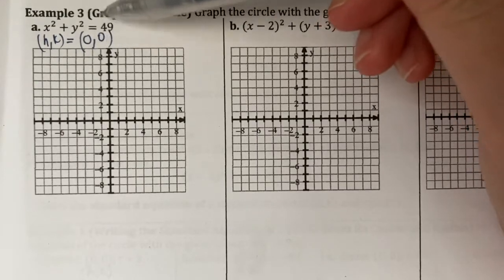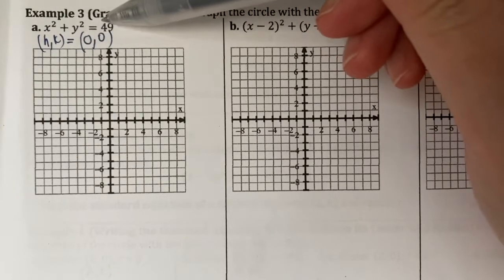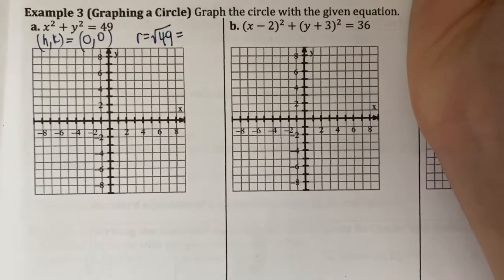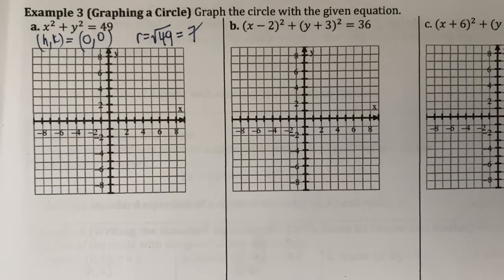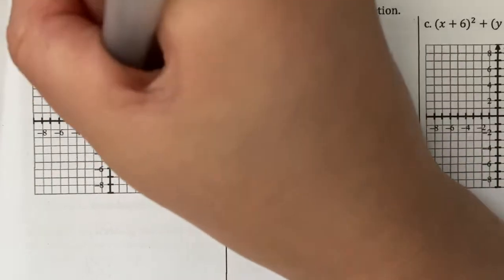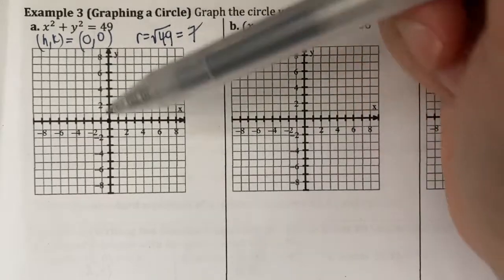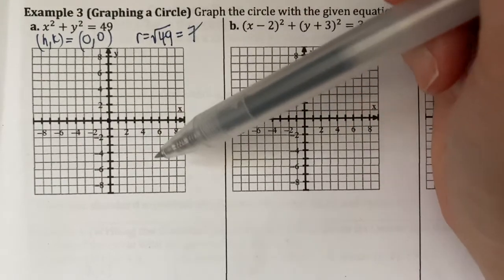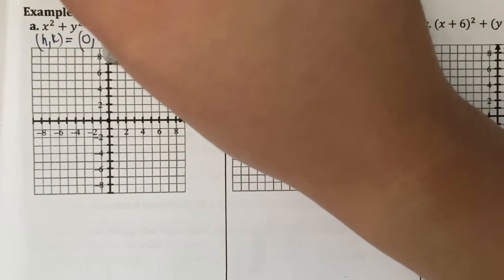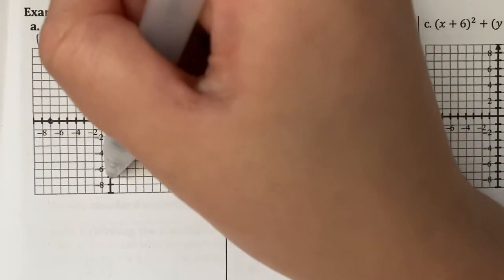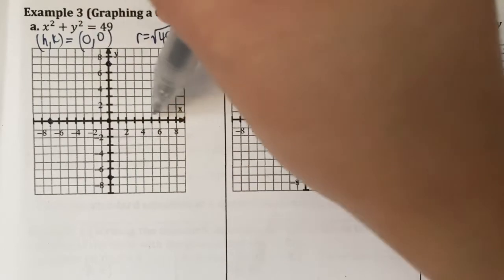And it's always set equal to the square of your radius. So in order to find your radius, you want to square root this number. This is going to give you your radius. The square root of 49 is equal to 7. Once you have your center and your radius, you want to graph the circle. You first want to graph the center of the circle at (0, 0). And since your radius is 7, you're just going to count 7 units up, left, down, and right from your center. So I'm going to count up to (0, 7), left to (-7, 0), down to (0, -7), and then right to (7, 0).